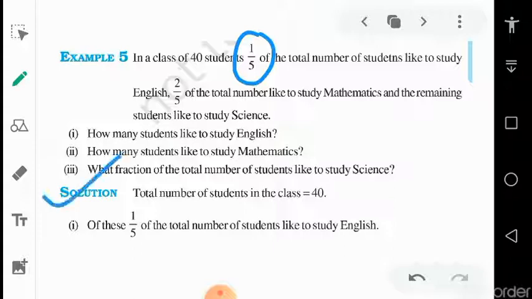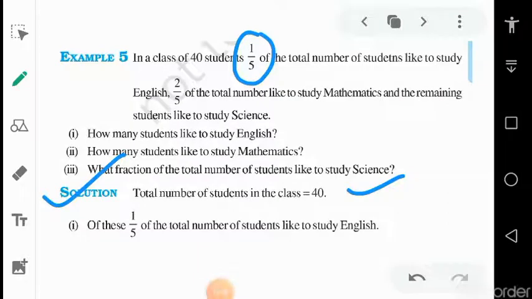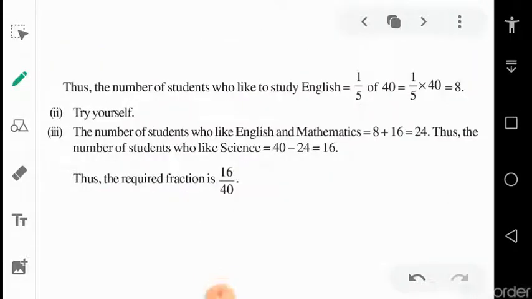Here in the solution, the total number of students is 40, and of these 1/5 of the total number of students like to study English. Okay, so 40, as in the next slide. So of is converted into multiply here. Okay, this one, and 40 can be cut by 5, 8 times because 5 8s are 40. So the number of students who like to study English is 8. Okay, out of 40 total students, 8 want to study English.